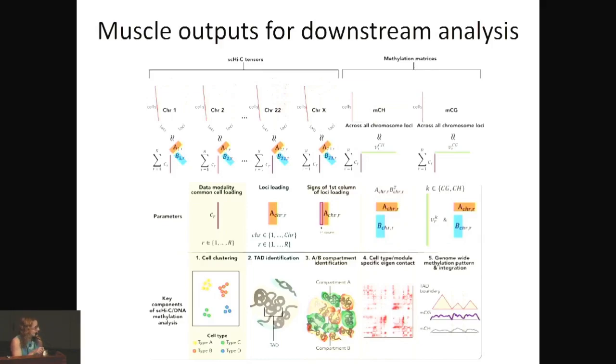And then the multiplication of the loci loading vectors gives you a denoised version of cell type specific or module specific contact counts, which, if you know whether certain modules correspond to certain cell types, you immediately get. And once you estimate these things, we can do correlative analysis in terms of what kind of methylation profiles correspond to what kind of long-range interactions.